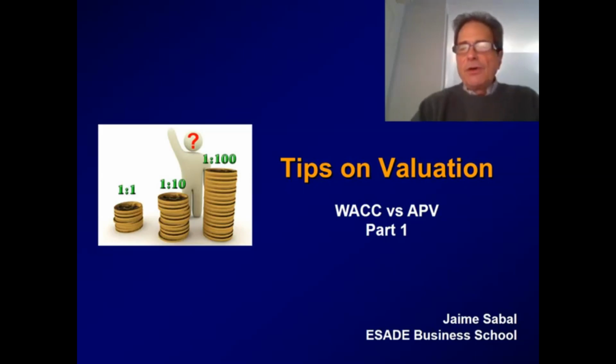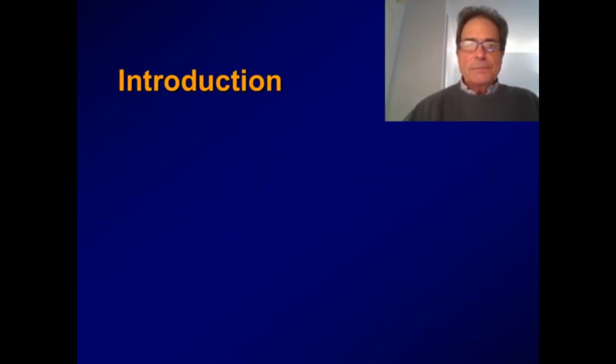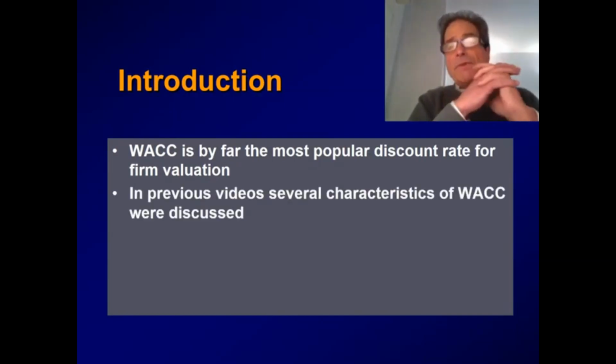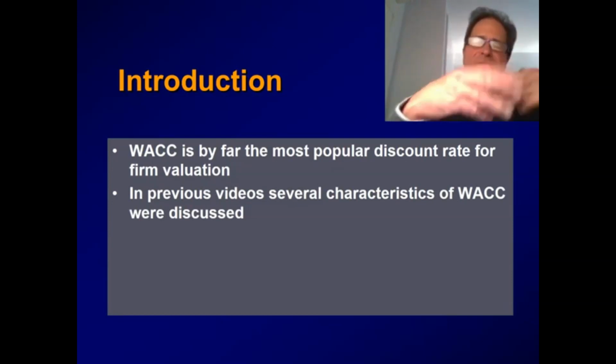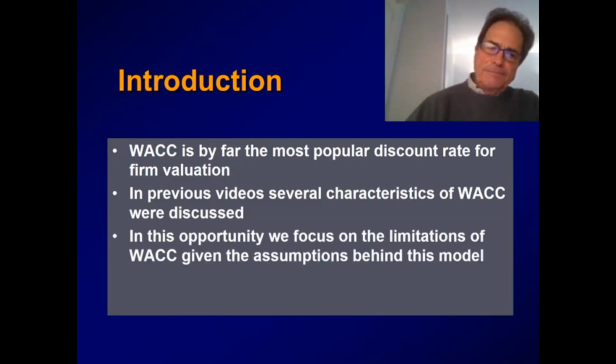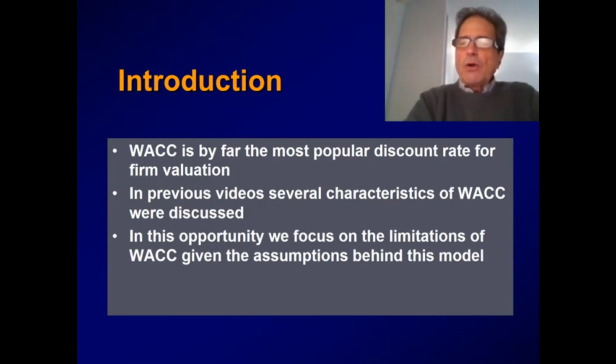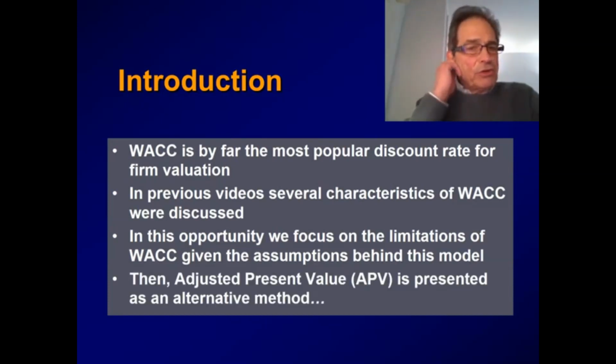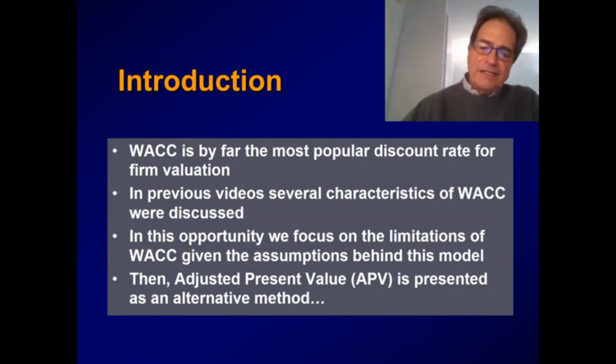In this and the next video, we are going to compare WACC with adjusted present value. As we know, WACC is by far the most popular method to compute the discount rate when doing a firm valuation. In previous videos, we discussed several characteristics of WACC. In this opportunity, we are going to focus on the limitations of WACC, given the assumptions of the model. Then we will introduce adjusted present value as an alternative method.